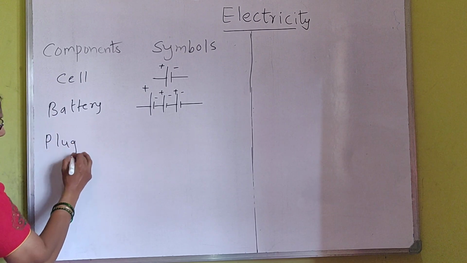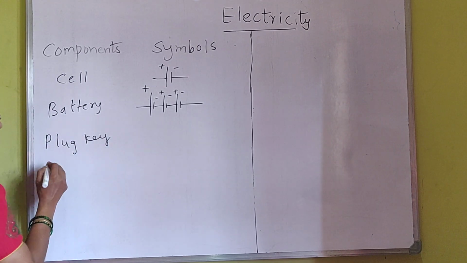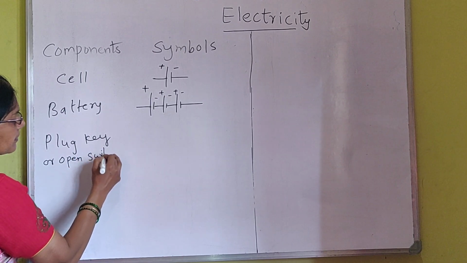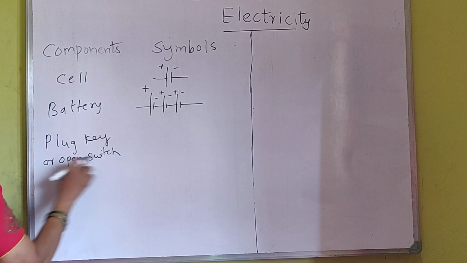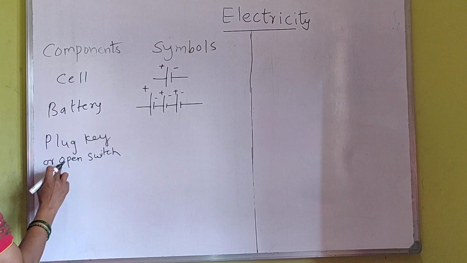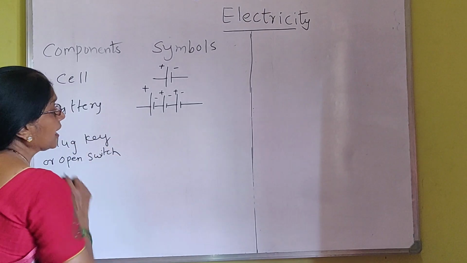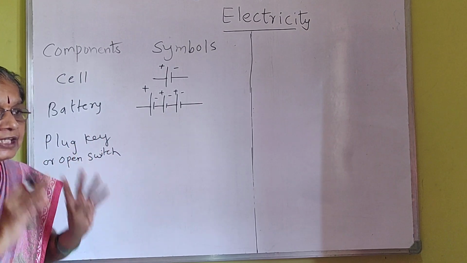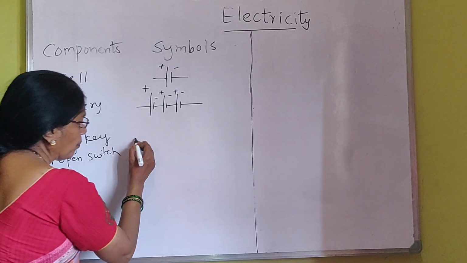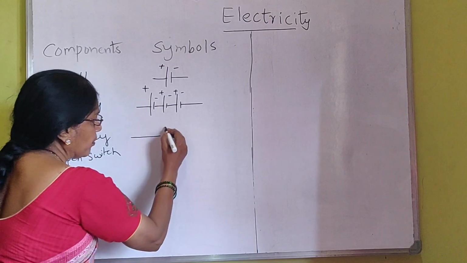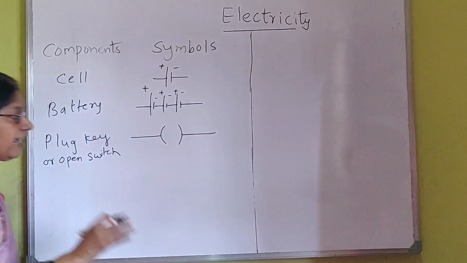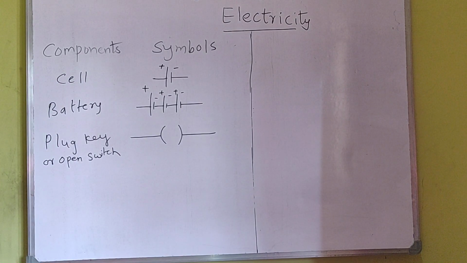Next is plug key or open switch. Let us see what is meant by open plug key and open switch. When the current is not passing in the circuit, it is called an open circuit. To show that open circuit, the switch should be open. This is the representation of a switch which is open, where the current is not passing.